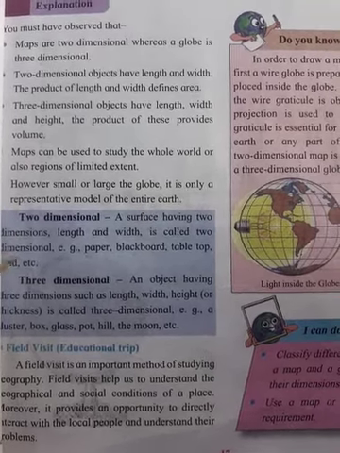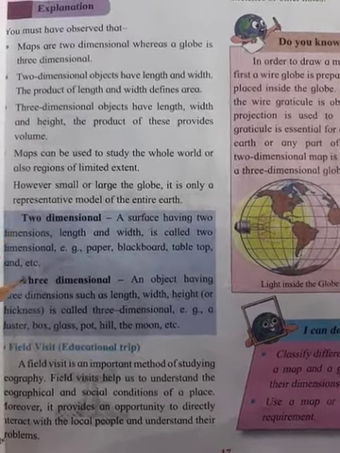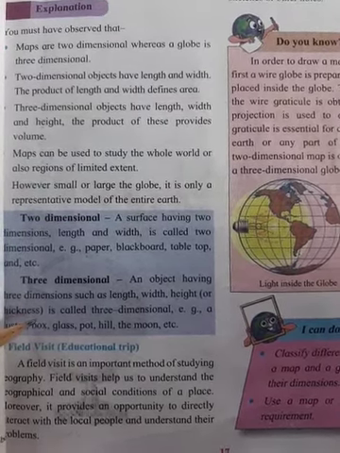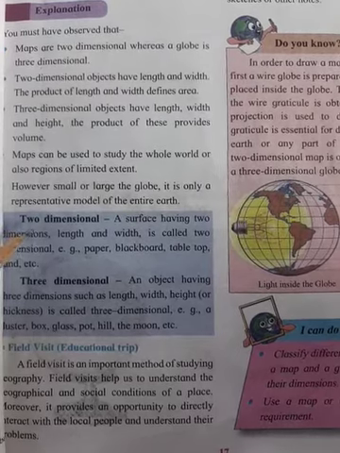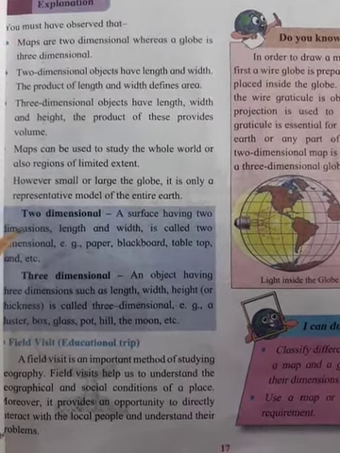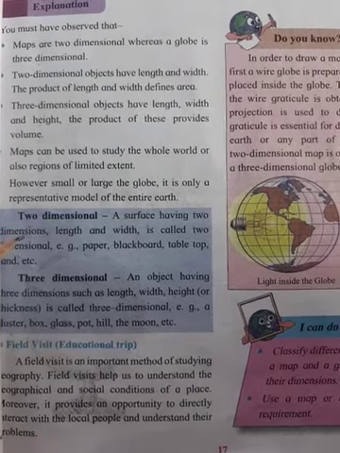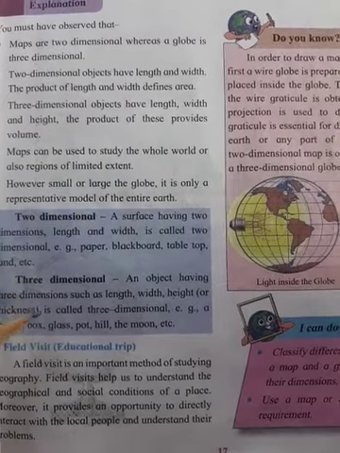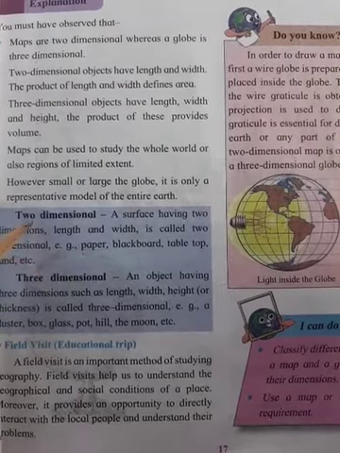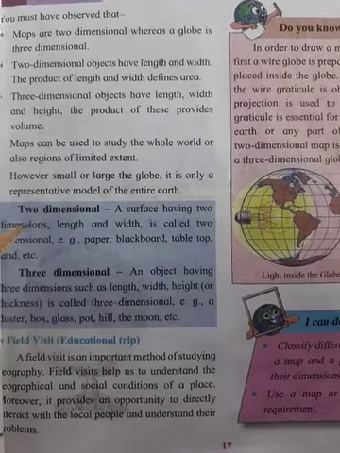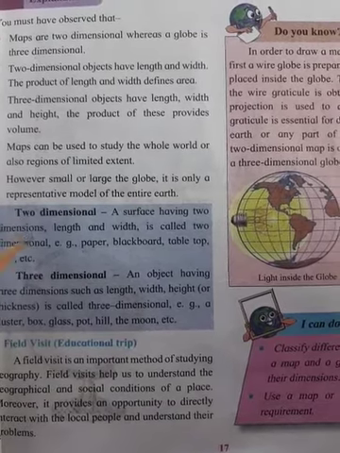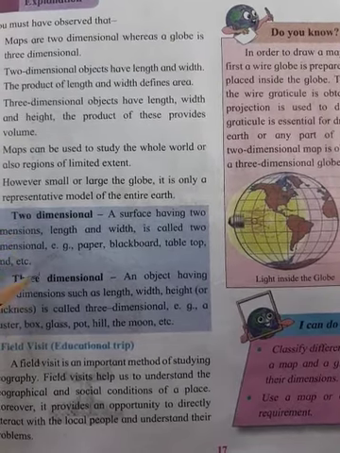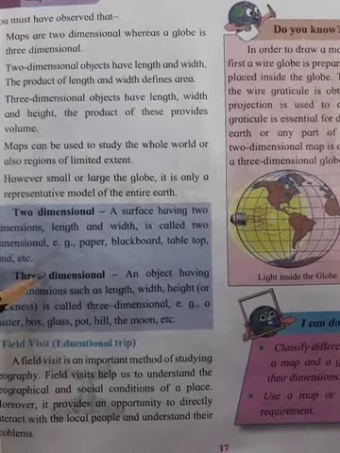So here we learn about two-dimensional objects and three-dimensional objects. The globe is the representative model of the entire earth, and the two-dimensional map can be used for the study of the whole world as well as the region of limited extent. These examples are important. Maybe a question will come in the exam: which are the examples of two-dimensional or three-dimensional objects, or define what is two-dimensional, three-dimensional. So it's important for us, so learn it properly.